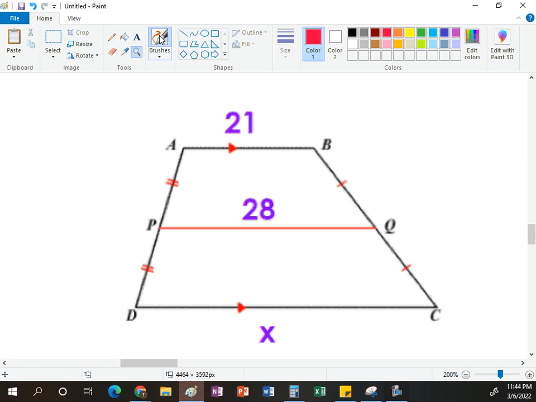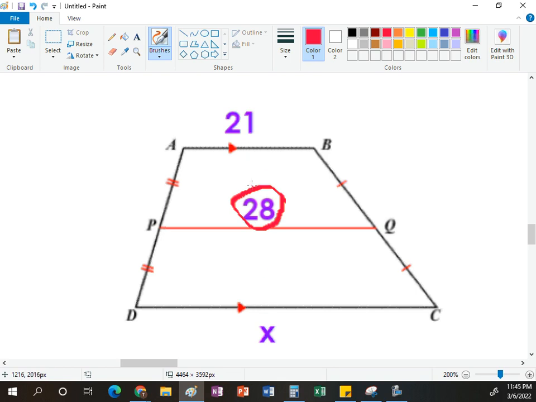Problem number 15 is, again, a trapezoid, but it's a little bit different. In this case, we know the length of the base and the mid-segment, but what we're looking for is the length of the other base. Now, this one's a little bit backwards. It's actually not very difficult, but you have to realize what's happening here. This 28 is halfway between the 21 and the x.